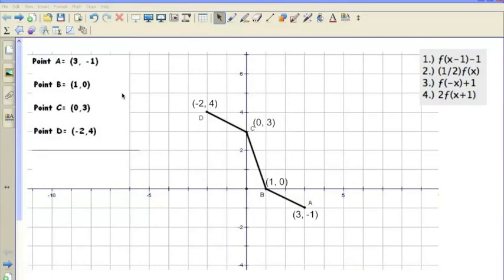Today we're going to be talking about translating a function. We might as well just get started, and if there are any questions, you know where to leave them down below.